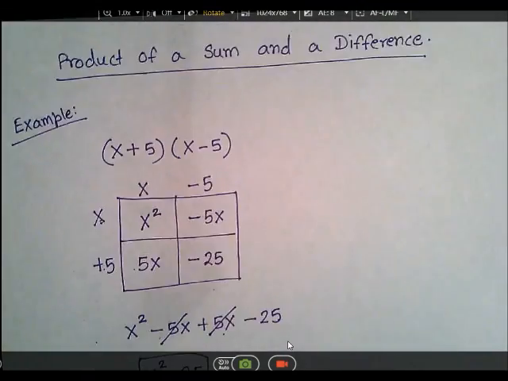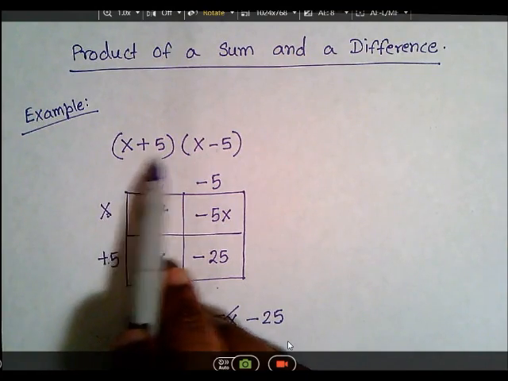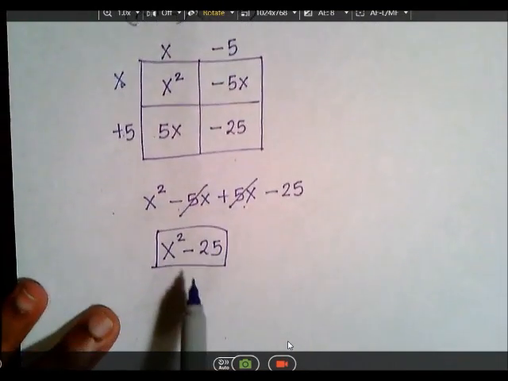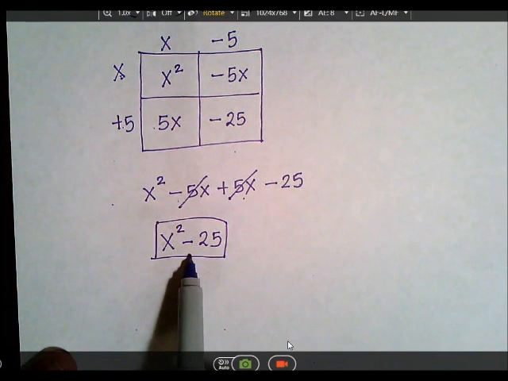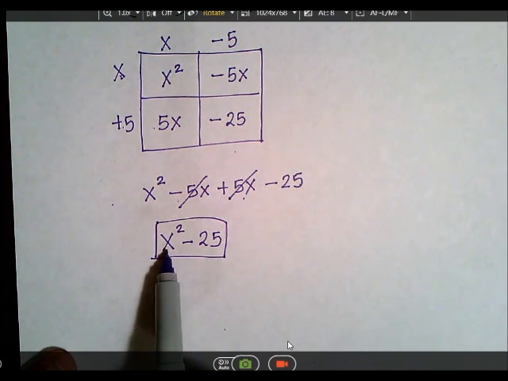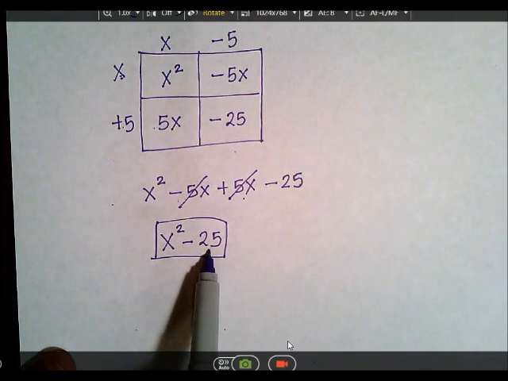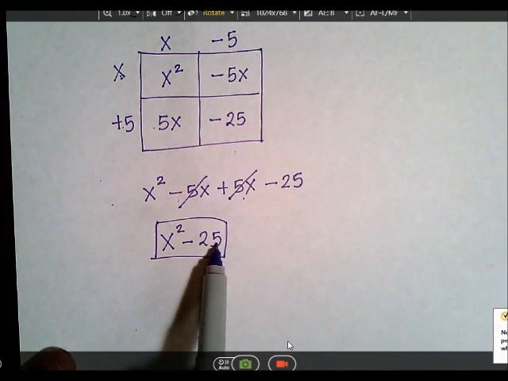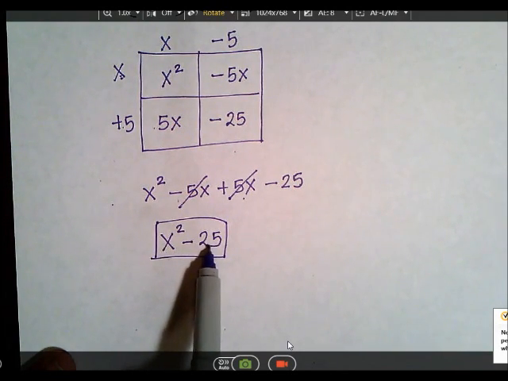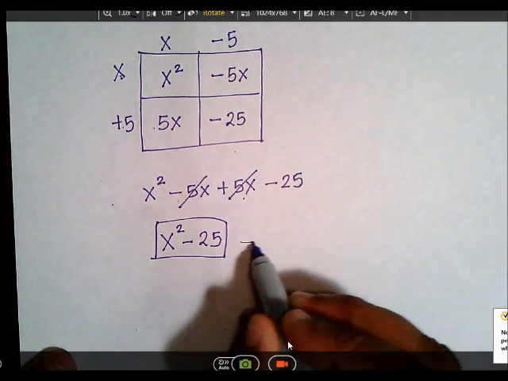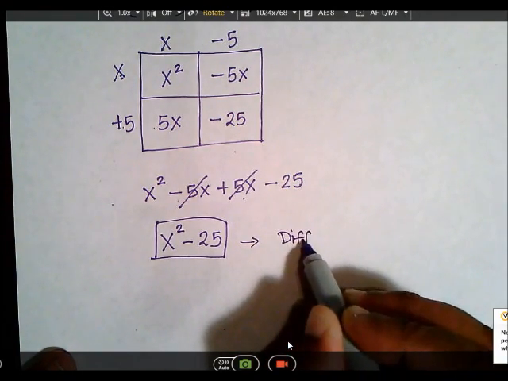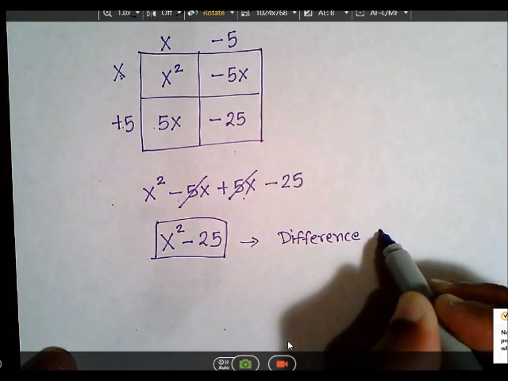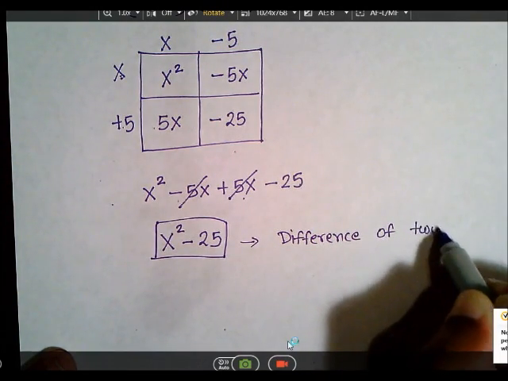Here I had a product of a sum and a difference, and I got an answer which is a binomial. If you notice, this is a perfect square number. If I knew what x is, x squared is a perfect square. 25 is also a perfect square, and I'm subtracting the two, right? This is x squared minus 25. This is a perfect square, this is also a perfect square, and I'm subtracting the two. So this is called difference of two squares.